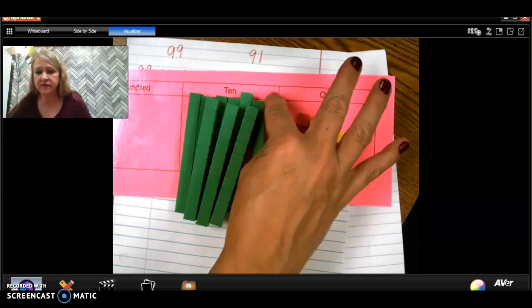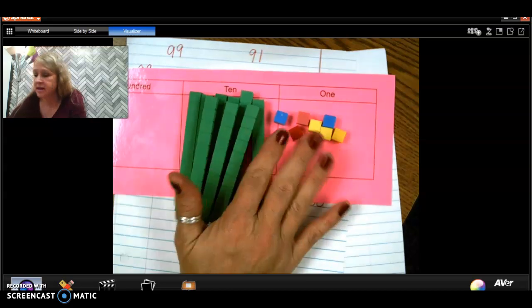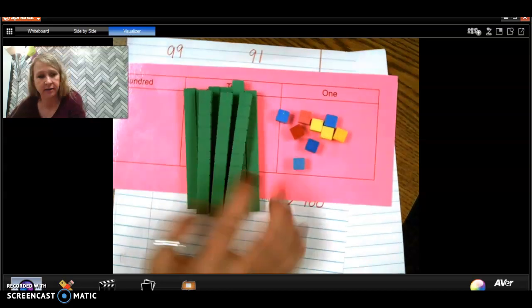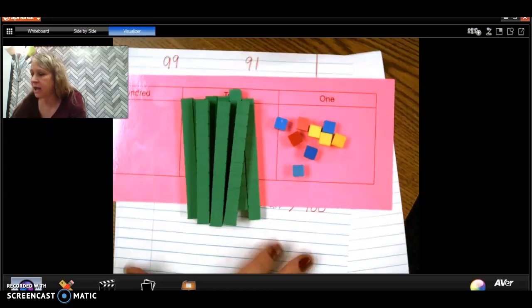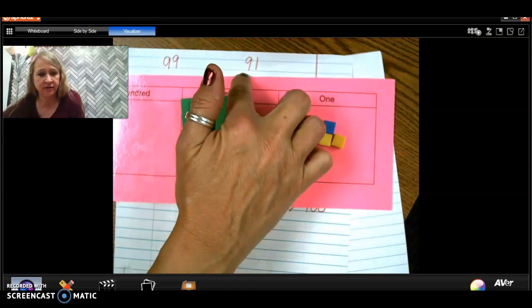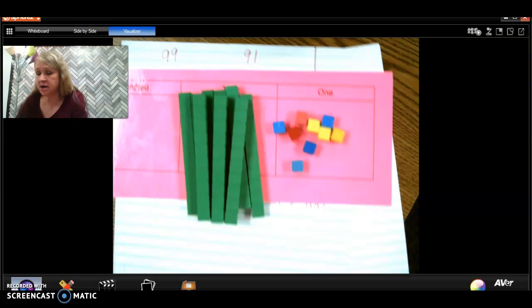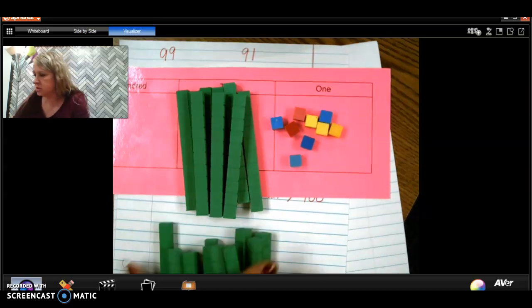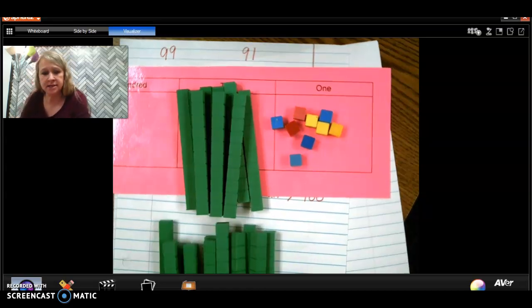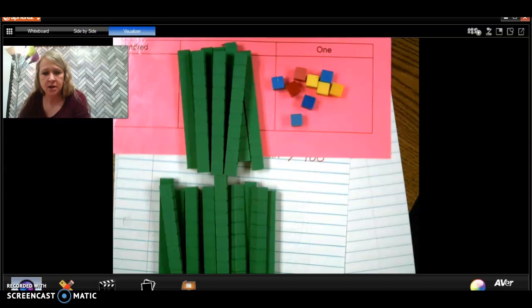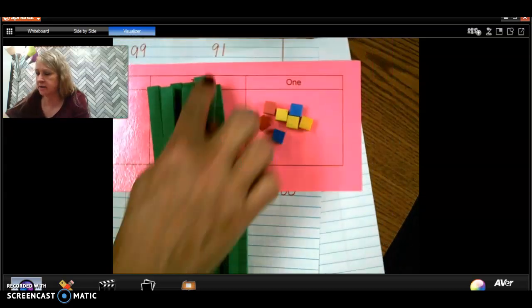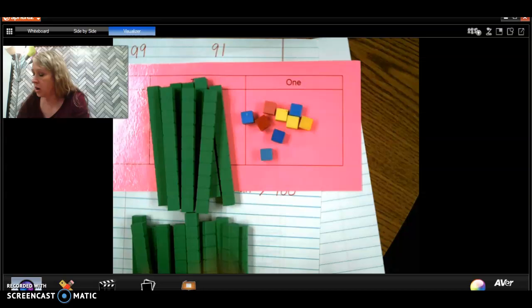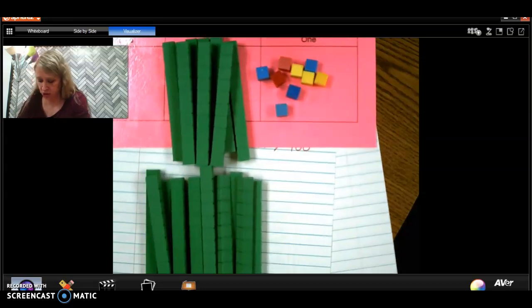Okay, so now we have 9 tens and 9 ones. This is 99. Okay, now how many tens does Shannon have? She has 9 too. See why this is so hard for me? She has 9 tens also. So 9 tens for Shannon. But how many ones does Shannon have? 1. She only has 1 unit.